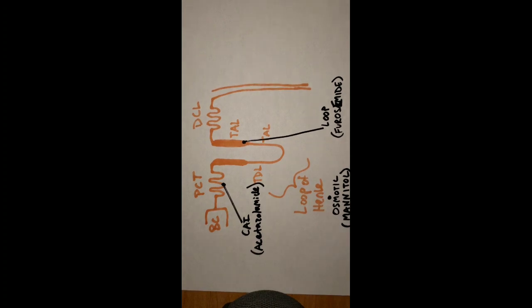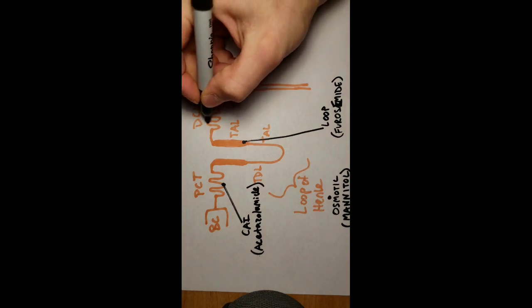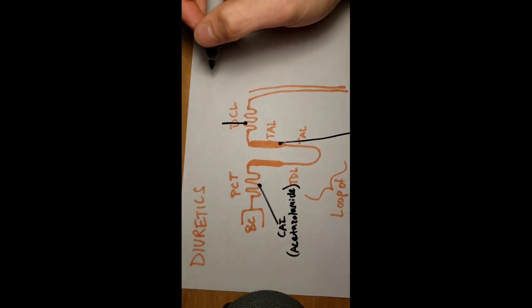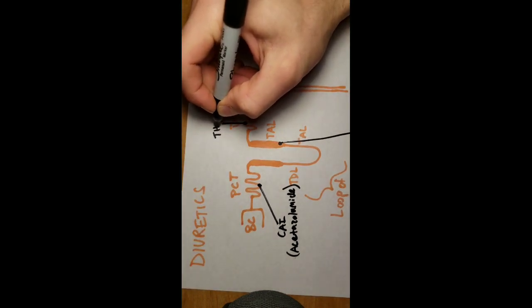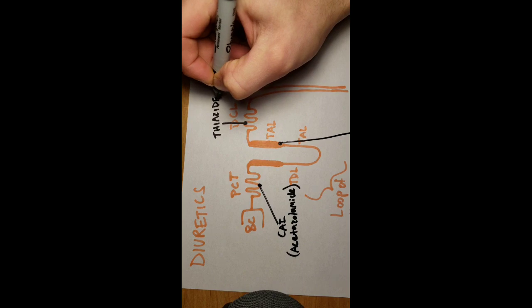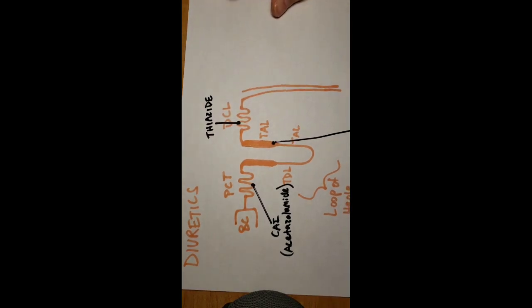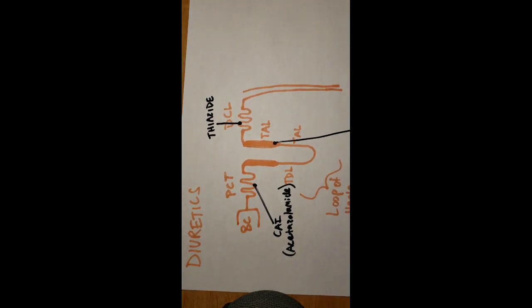That brings us now to our discussion of thiazide diuretics, thiazides, which are active here in the distal convoluted tubule. Thiazide diuretics work similar to loop diuretics in the sense that they block the luminal side of a transporter protein. This transporter is called the NCC. It is the sodium chloride transporter.